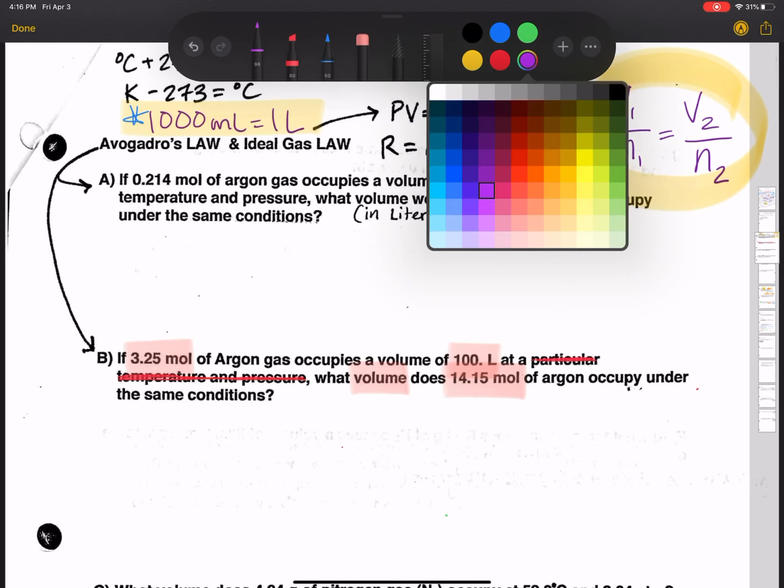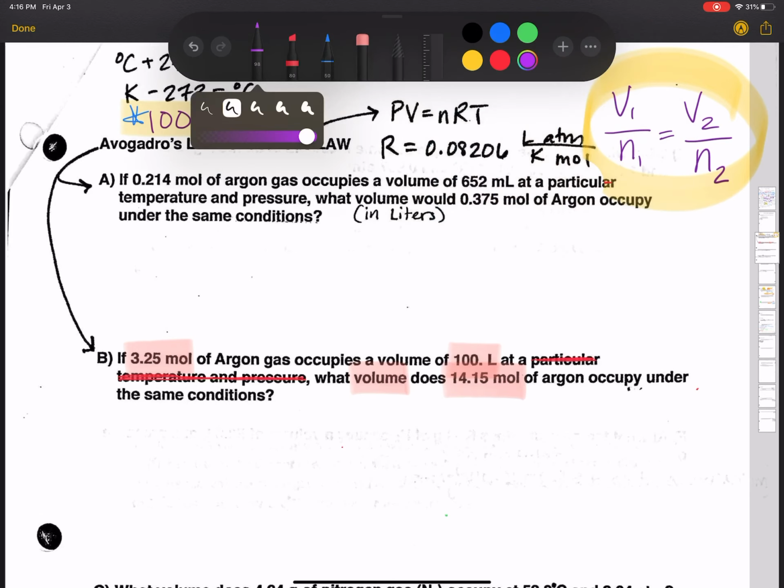What you want to do right now is understand who is your V1 and your N1, and who's your V2 and your N2. So if it says 3.25 moles of argon gas occupies a volume of 100. liters, I know this for sure is my N and this is my V. The question asks what volume does 14.5 moles of argon occupy under the same conditions? So 3.25 moles and 100. liters, those two go together. I'm looking now for basically the new volume. So I'm looking for V2 because now my moles have changed.